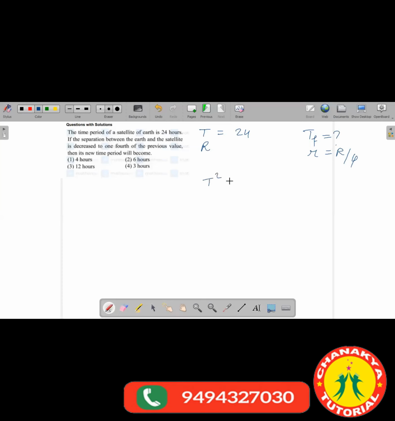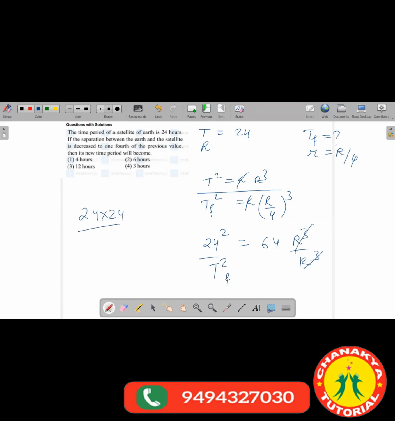So T squared proportional to r cube. T squared equals k times r cube. Here you have again T f squared equals k times (r by 4) cube. T is 24. We get here 24 squared equals, k and k cancel, so you have 1 by 64, r cube over r cube. And here you have T f squared. So r cube cancels, and hence 24 squared divided by 64 would be equal to T f squared. So T would be equal to 24 over 8.